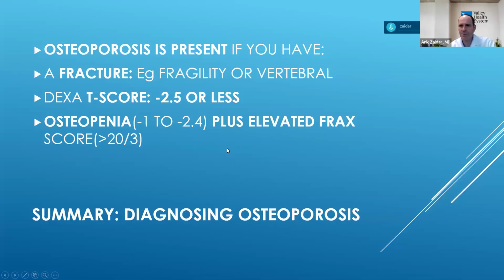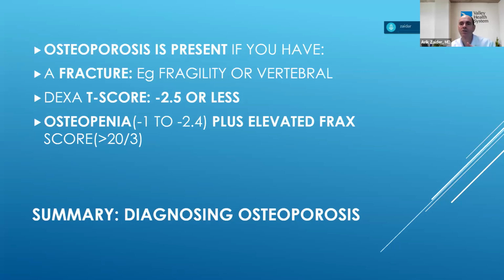So bottom line, okay, how do you diagnose osteoporosis? Well, step one are the risk factors there. So if you have the risk factors, then you test for it. Once you test for it, you get a DEXA scan, which will give you a T-score and a FRAX score. And then you use that to help you out. So how do you use that to help you out?